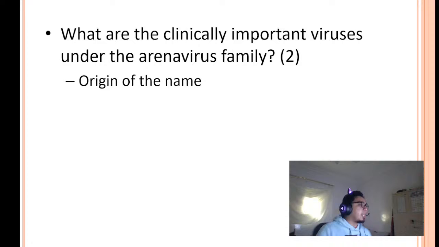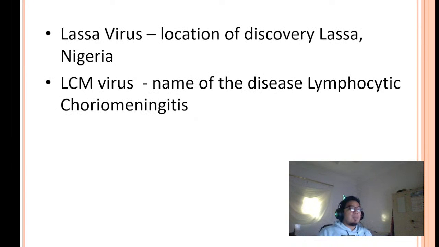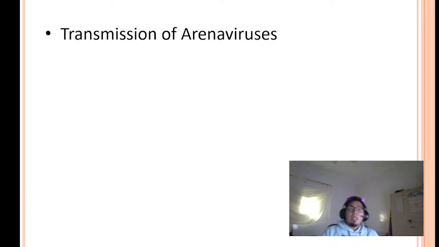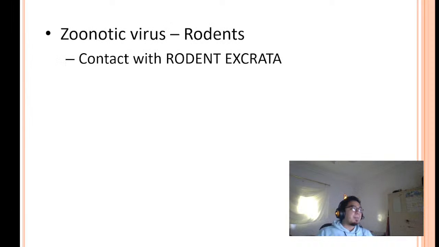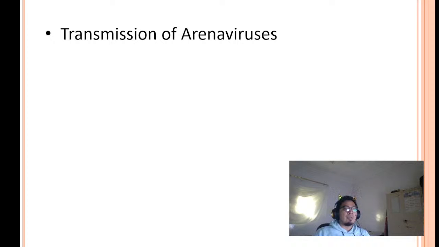Arenaviruses are clinically important viruses, and there are two viruses under the arenavirus family, or the Arenaviridae. We have the Lassa virus and the lymphocytic choriomeningitis virus, or the LCM virus. The Lassa virus, for your information, was first discovered in Lassa, Nigeria. Just so we can milk a little bit more information. Now, arenaviruses are usually transmitted by rodents, specifically the rodent excreta. It's not the rat bites, it's not the rat fleas, but actually the rat feces. So arenaviruses are zoonotic infections.